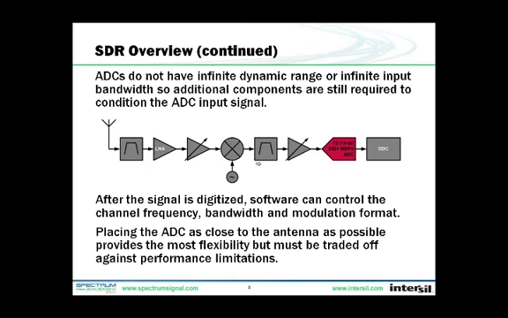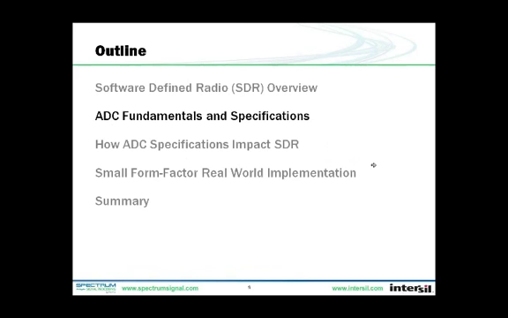So after the signal is digitized, the software can control the channel frequency, the bandwidth, the modulation format. So it gives you a lot more flexibility. Placing the ADC as close to the antenna as possible will give you the most flexibility, but you run into performance limitations there, so you have to make the right trade-offs to get the maximum benefit. So now let's make sure we're all on the same page and go over some basic ADC fundamentals and some key specs.